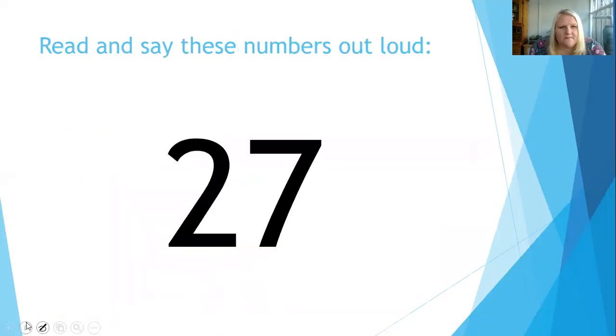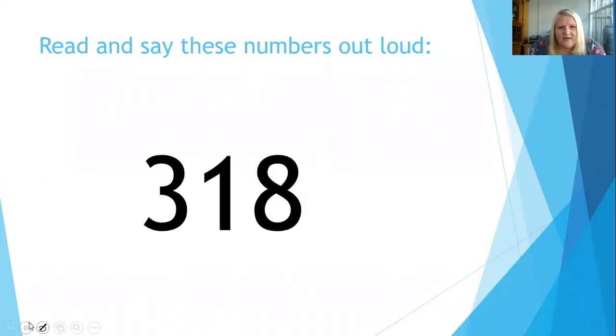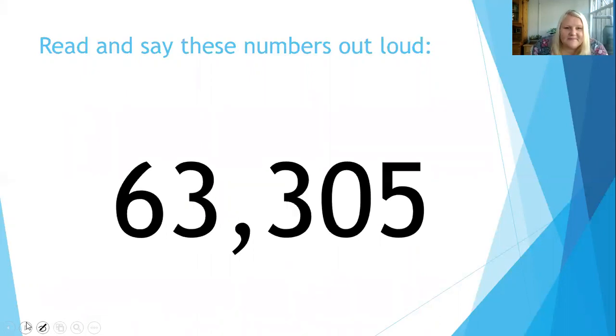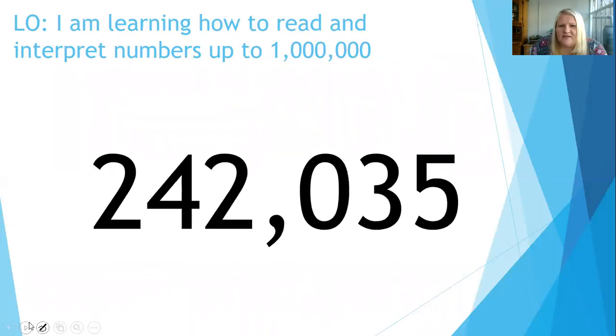So here we go. I want you to read these numbers out for me. So this number is 27. Can you say this number out loud? It is 318. What about this one? That's right, 2,915. What about this one? Getting a little bit trickier now. This is 63,305. What about this one?